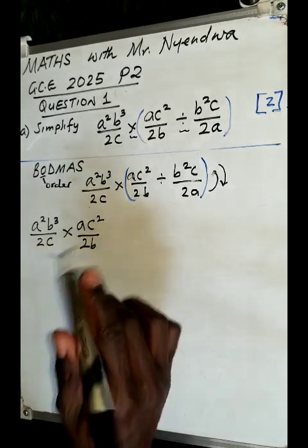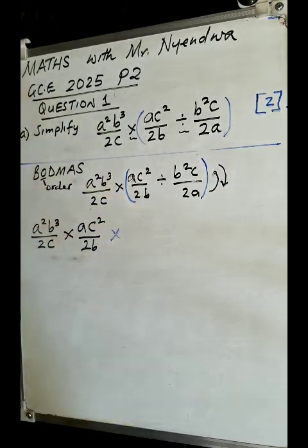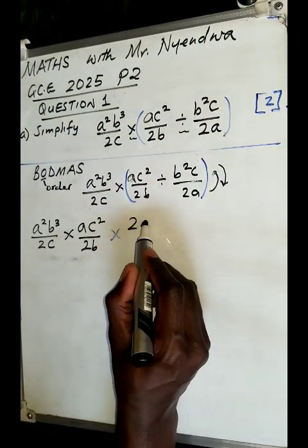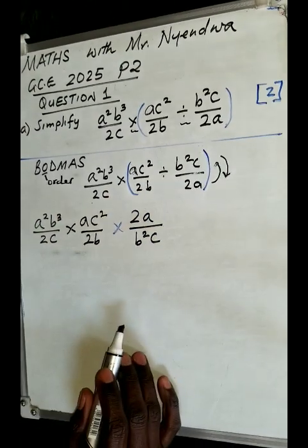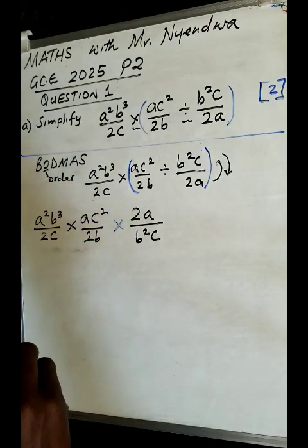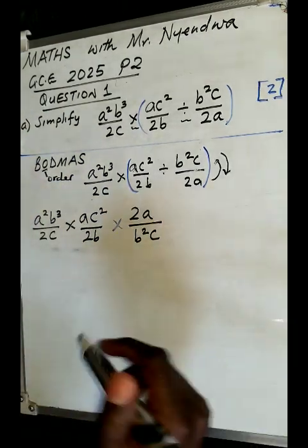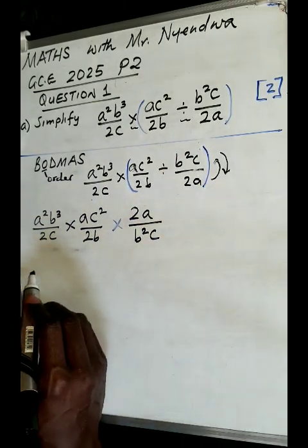That division sign will change to a multiplication sign. The moment it changes to multiplication, like I said, they exchange. So the 2a goes on top and the b squared c comes to the bottom. If you want, you can cancel out those terms that are common, or the easiest is to expand them first, then cancel, then reduce them.